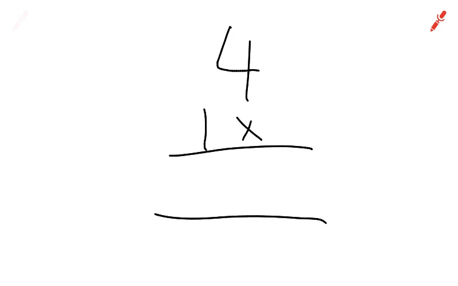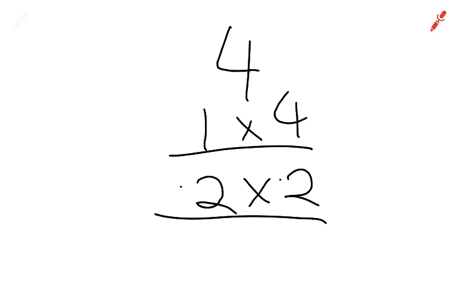The next one, we have the number 4 with 2 blanks. 1 times 4 and 2 times 2. So our pairs of factors are 1 and 4 and 2 and 2. If it was to ask you what are the factors, well, you wouldn't have to say 2 times. You would just say 1, 2, 4 are the factors for 4.